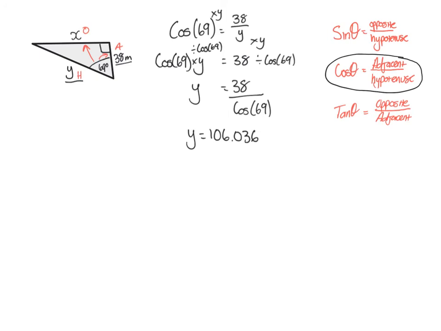So the hypotenuse is 106.036 meters in length. So for this particular example here, the only thing that was different was we had an unknown at the bottom of the fraction, and whenever we want to break up a fraction, we must do the opposite operation, which is the bottom, so divide by whatever the denominator is. So it just meant we had an extra step to get cosine of 69 back onto the other side.